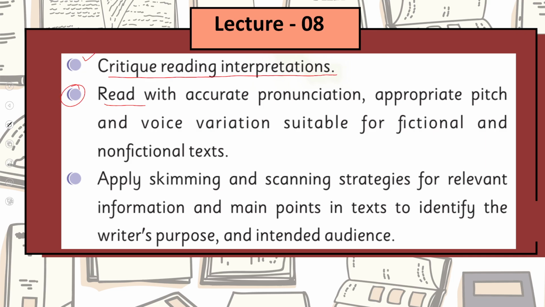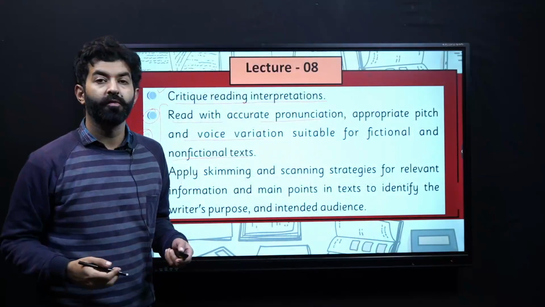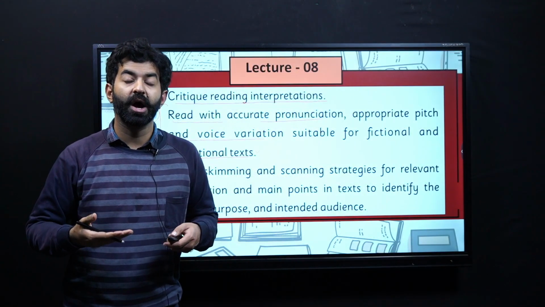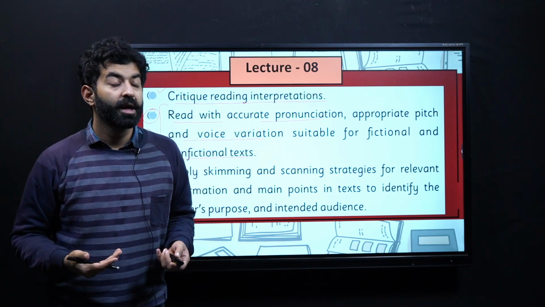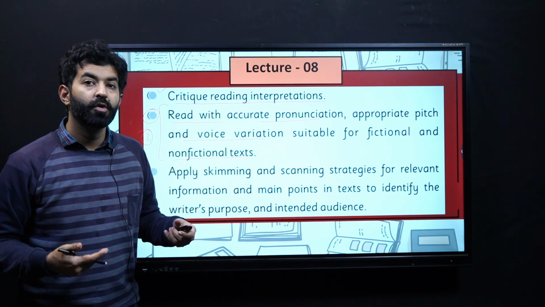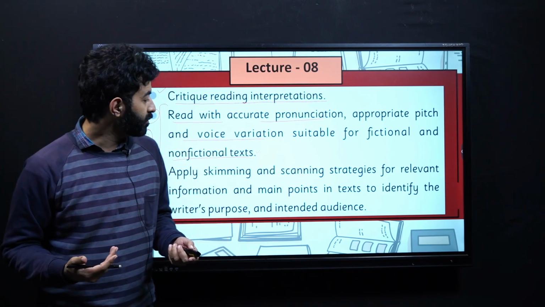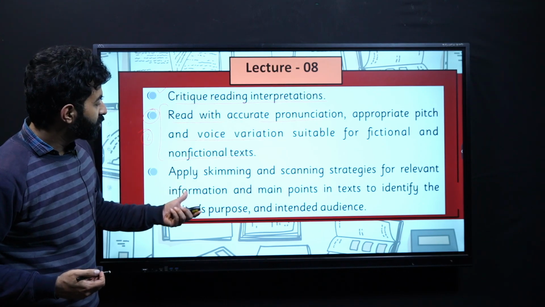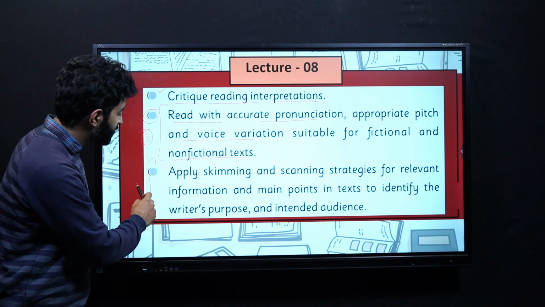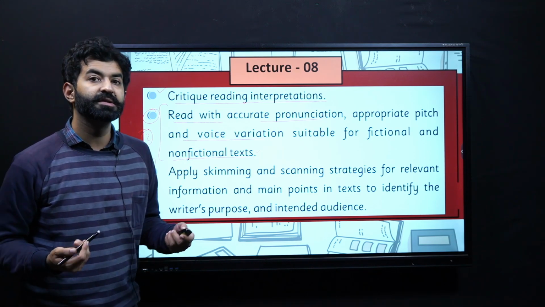Next, read with accurate pronunciation, appropriate pitch and voice variation suitable for fictional and non-fictional text. This SLO, the second one over here, is all about reading correctly, and we will use our understanding of appropriate pitch. How do we pronounce each word? The first one is that we read different interpretations of one text and understand them. Then we are going to talk about applying these two reading strategies, skimming and scanning.